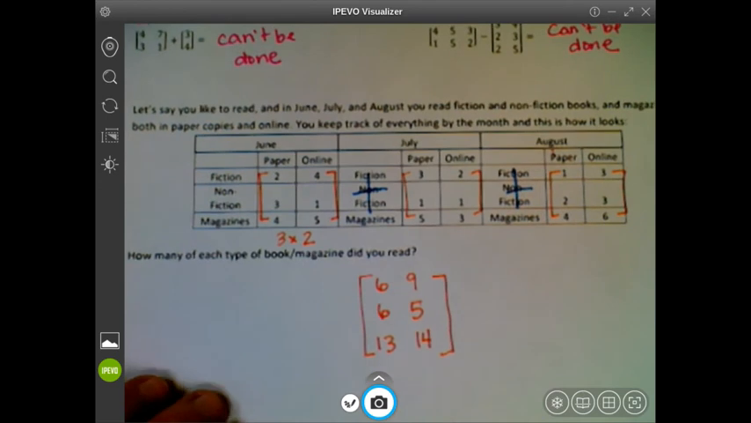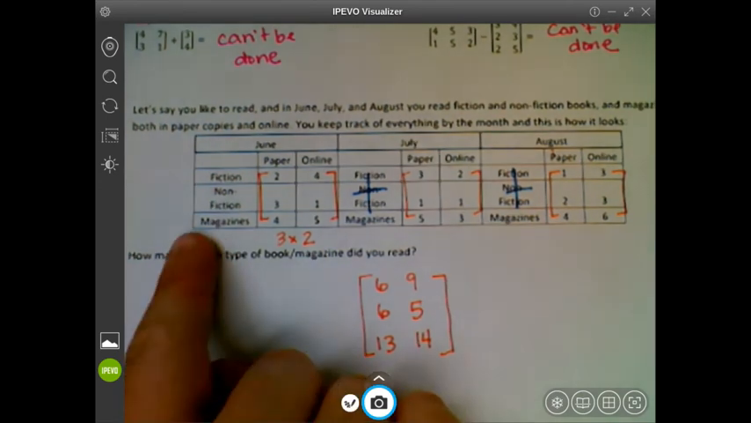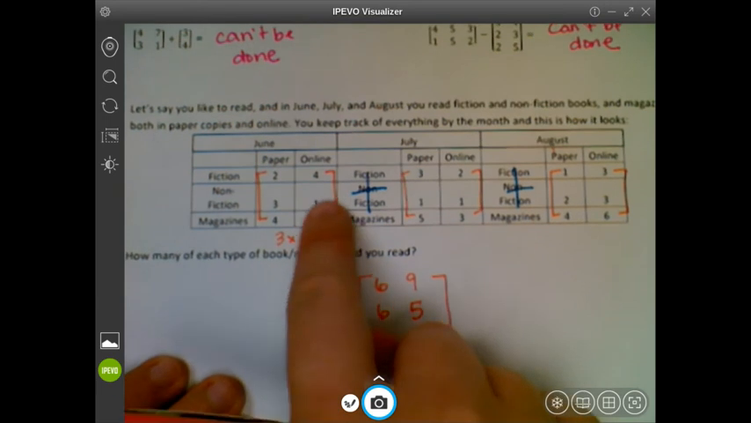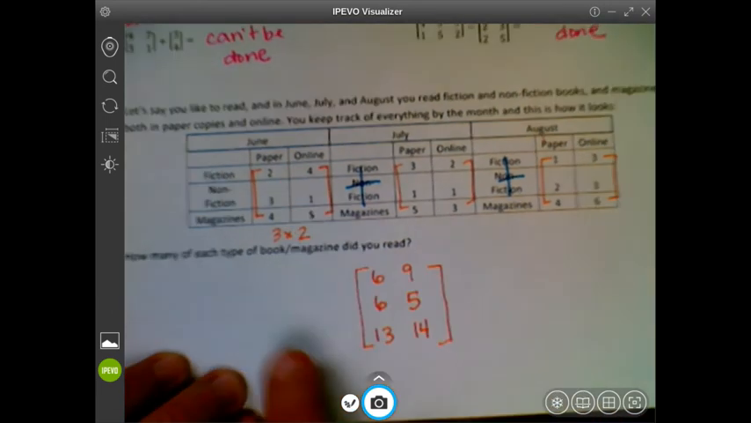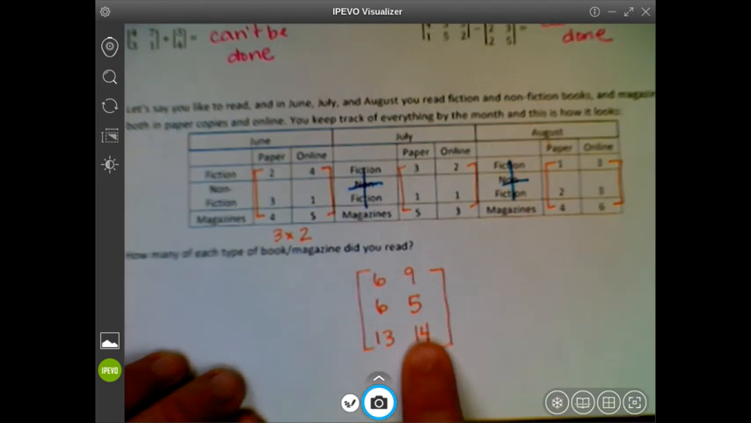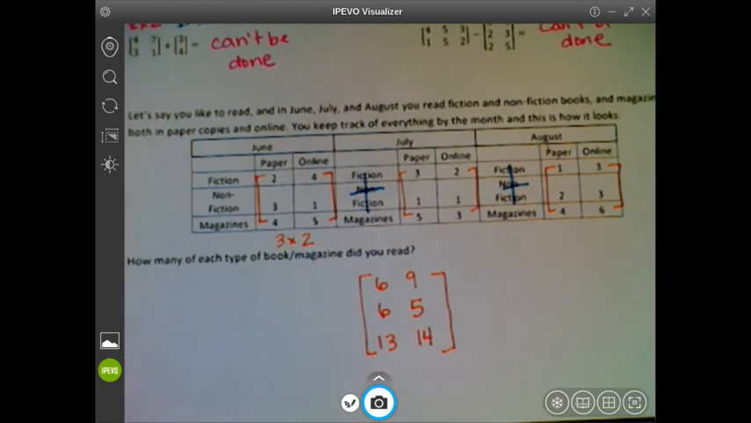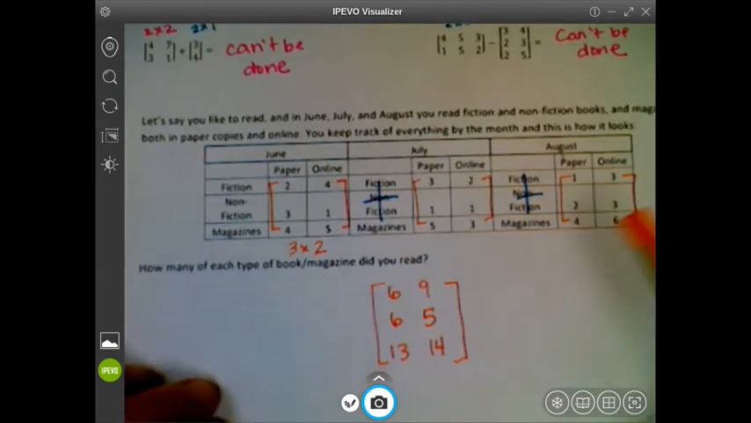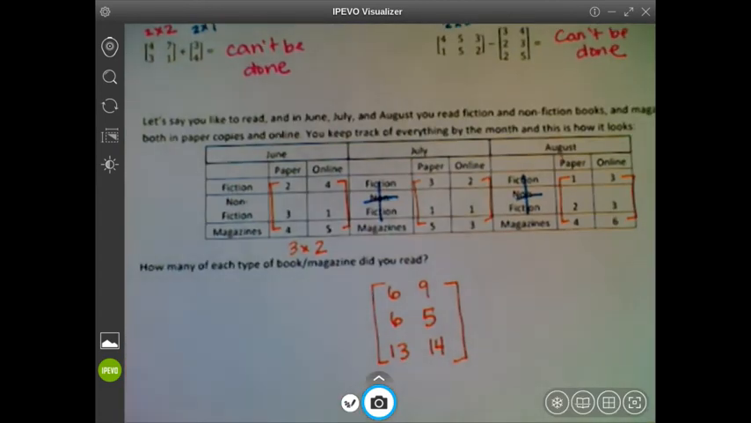And so now, if I said, how many online magazines did you read? Well, online magazines is this bottom number in the corner, the third row, second column. So you go to your third row, second column, and between the 3 months, you read 14 of them. And yes, I'm aware, like, Miss Bird, couldn't we literally have just added them together? Well, that is what we did. We just put them in matrix form in order to add them together.